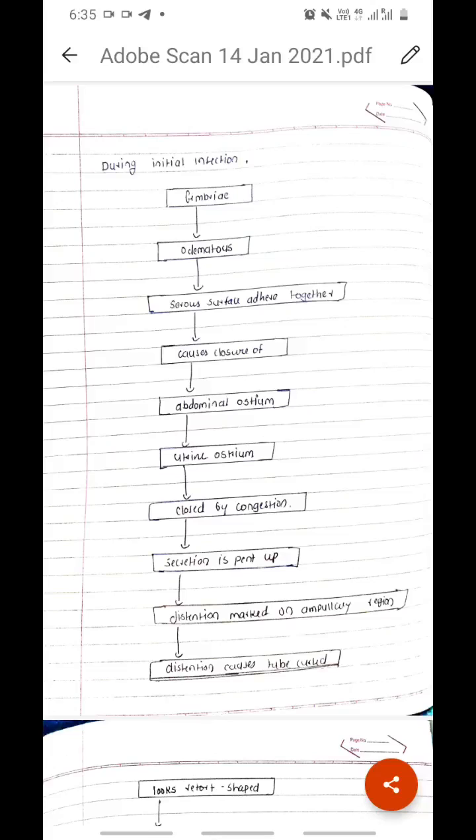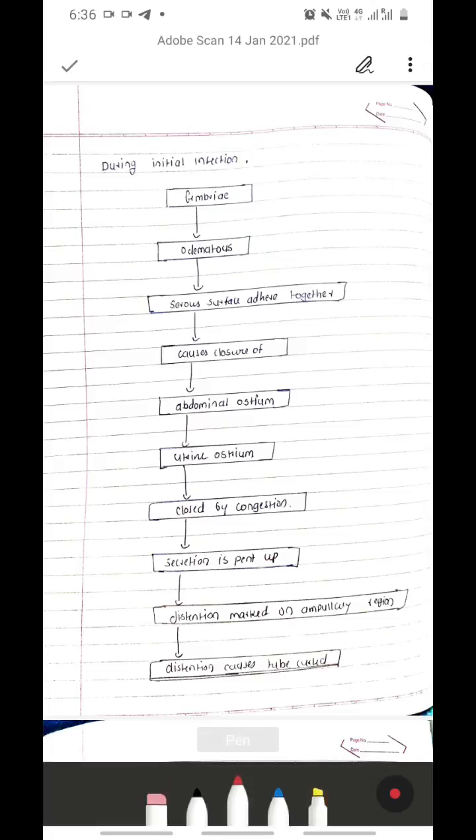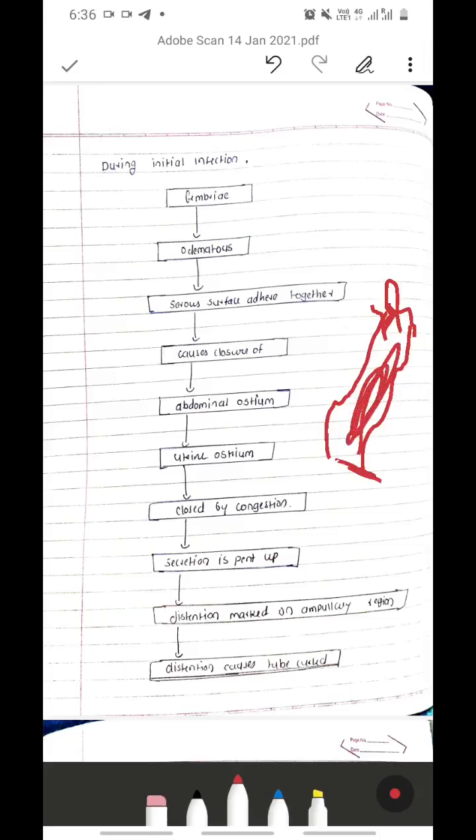With infection, what will happen? The fimbriae get edematous and the serous surfaces adhere together. Okay, so here I will be depicting it for you. So this is the fallopian tube and the fimbriae get edematous. Okay, and the abdominal ostium, suppose serous surfaces adhere together, which can lead to closure of the abdominal ostium. Okay, suppose the uterine ostium is also closed, so it can lead to congestion in between. Okay, so secretion is pent up. Suppose secretion is pent up here, and there is marked distension of the ampullary region, and distension causes the tube to curl. Okay, so what will happen then?